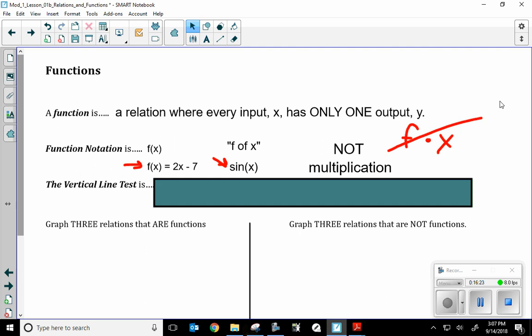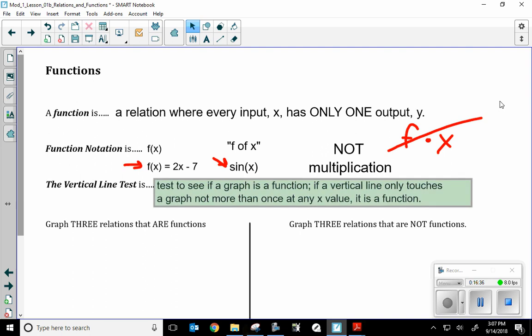And how can we tell if a graph is actually a function? How can we tell if we have a relation or some sort of visual on a graph and tell if that is actually a function? Well, we use the vertical line test. It's a test to see if a graph is a function. We draw a vertical line, and if it only touches the graph not more than once, it can touch 0 times, it can't touch more than once, then that graph is a function.